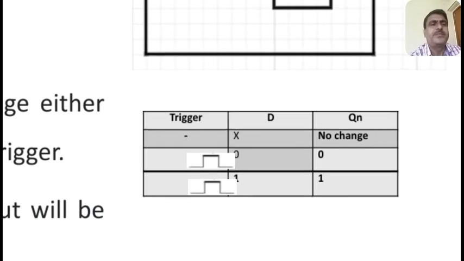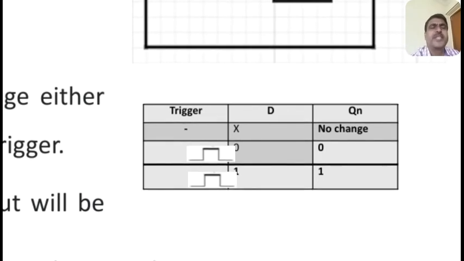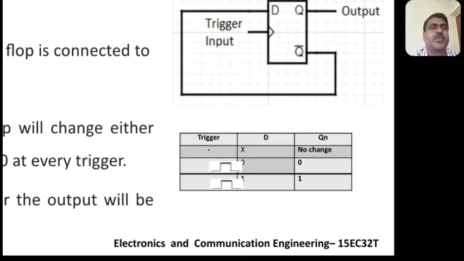In the truth table also you can see the trigger input. Whenever you give a trigger input, the output will change. In the first case, D is not connected, and at that time there is no change. When you give D equal to 0, the output will be 0. When you give D equal to 1, the output will be 1. That change happens due to the clock pulses, the trigger input.